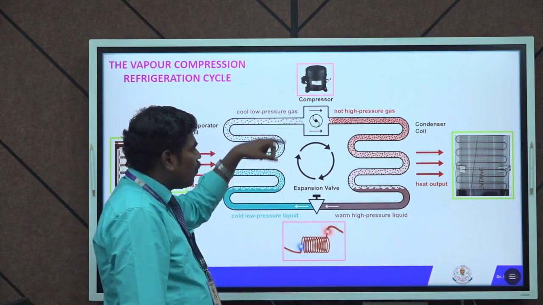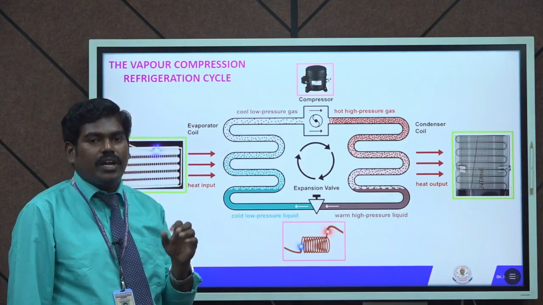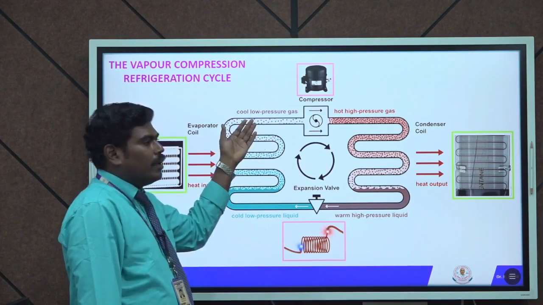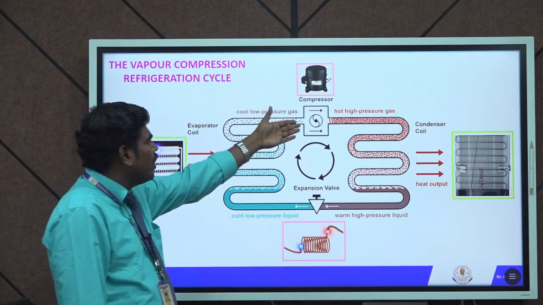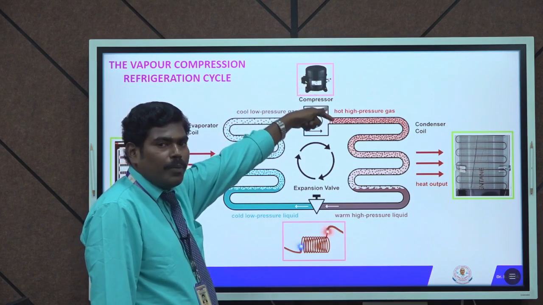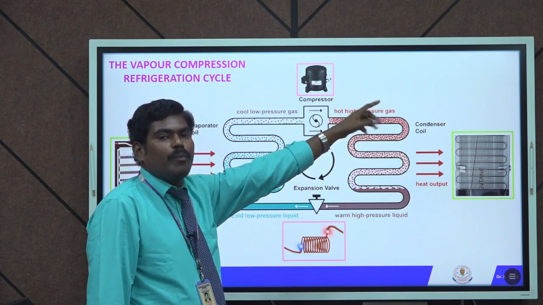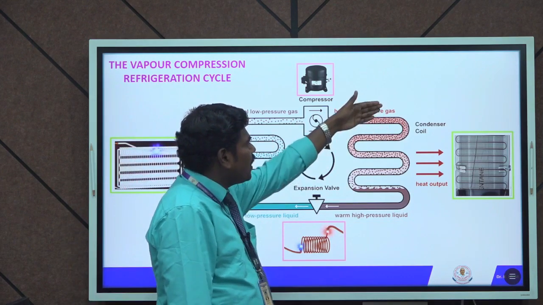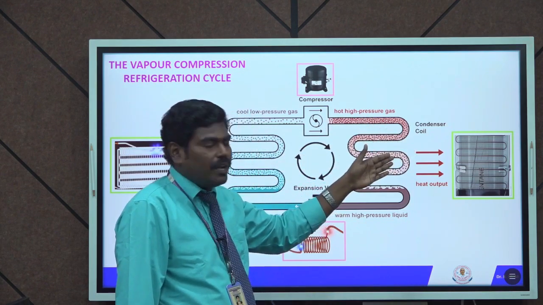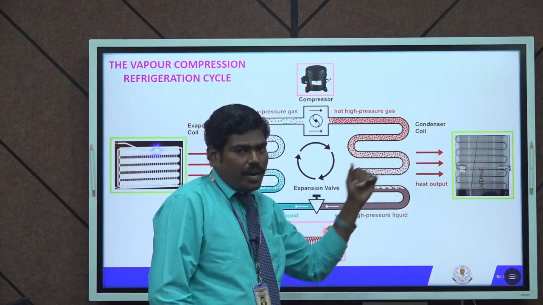Then we need a cyclic process, so the low pressure is converted into high pressure by applying external work. That's why we introduce one electrical device, the compressor. The cool low pressure gas reaches the other end of the evaporator, then enters the compressor. The compressor converts the low pressure gas into high pressure gas at a higher temperature. That hot high pressure gas flows through the condenser coil, a type of heat exchanger located at the back side of the refrigerator, which dissipates the heat energy to its surroundings.